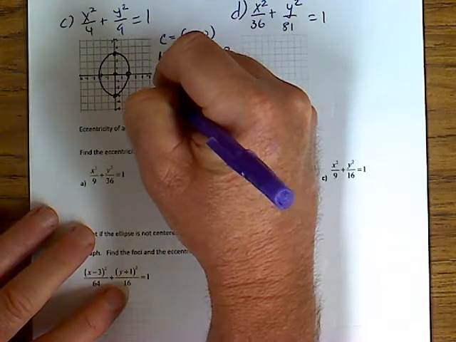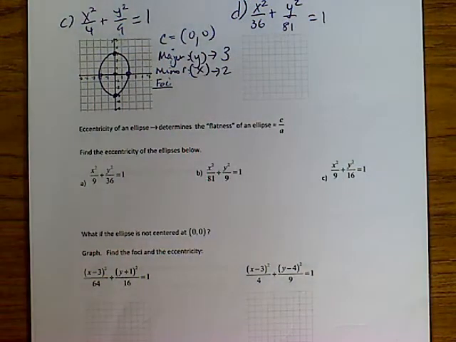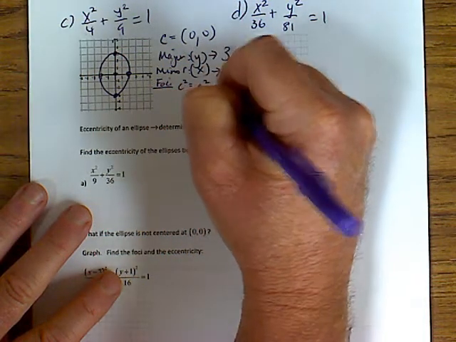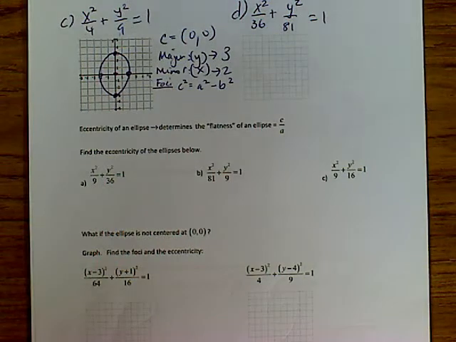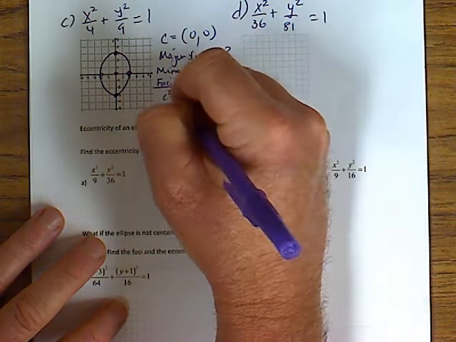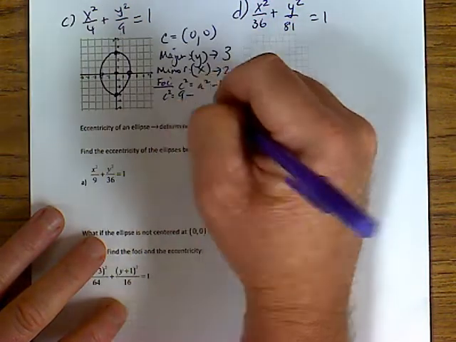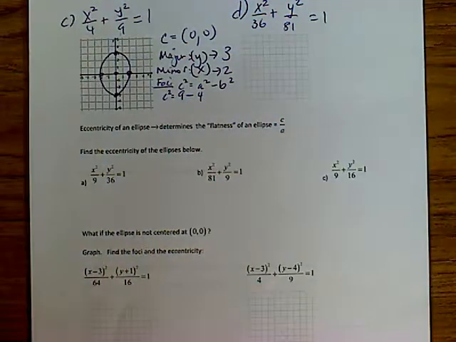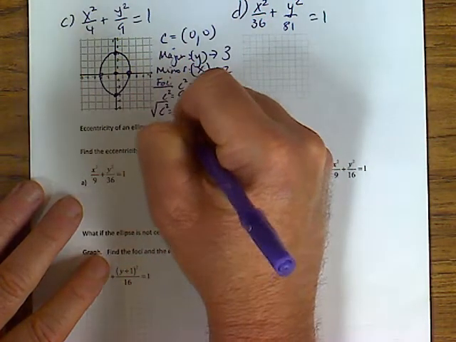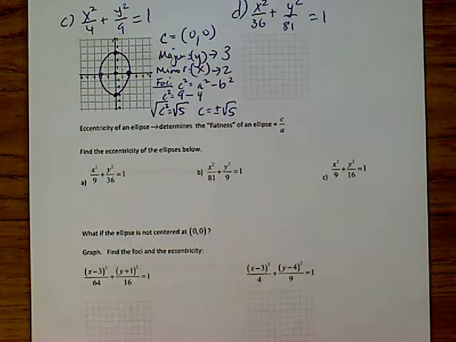So how do I find the foci? Okay, the way I find the foci is by doing c squared equals a squared minus b squared. That is our formula. A squared is the biggest bottom. So c squared is going to equal a squared, 9, subtract b squared, the smallest bottom, 4. So c squared is going to equal 5. Square root both sides, and c is going to equal plus or minus radical 5.